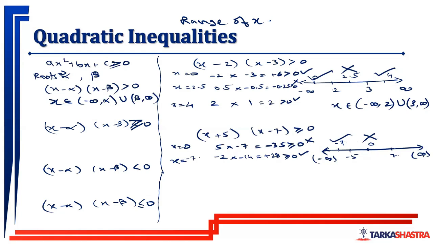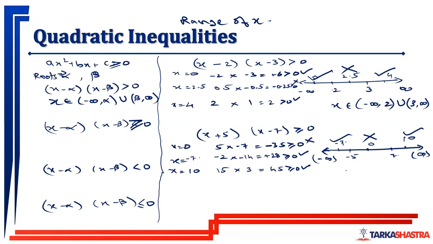Now, if I consider any value greater than 7, between 7 and infinity, let us say I consider 10. If I put x equal to 10, then 10 plus 5 is 15, and 10 minus 7 is 3, which gives 45. Is it greater than or equal to 0? Yes, it is. So for this range also, the inequality works.